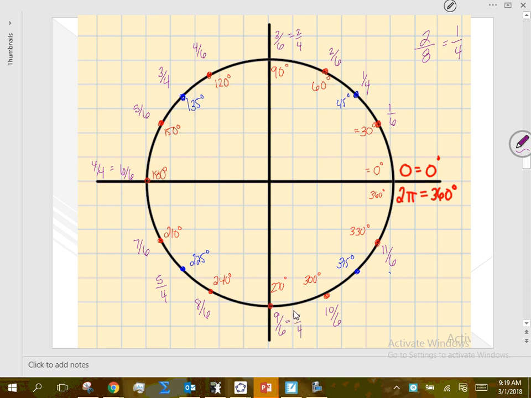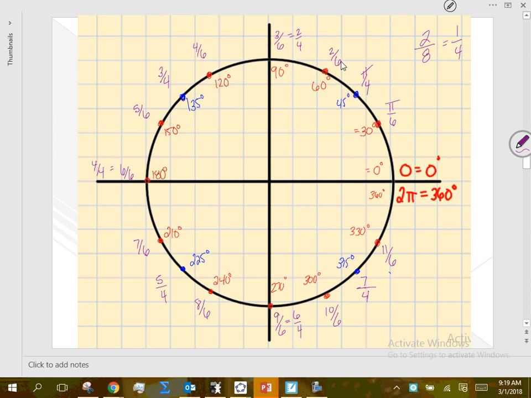This would be 6/4. This one would be 7/4. And then 8/4 again would get me back to 2, right? Does that make sense, everybody? That gives you all your radians. But now I have to put pi on them. So I'll put pi on that 1/6. I'll put pi on that 1/4.